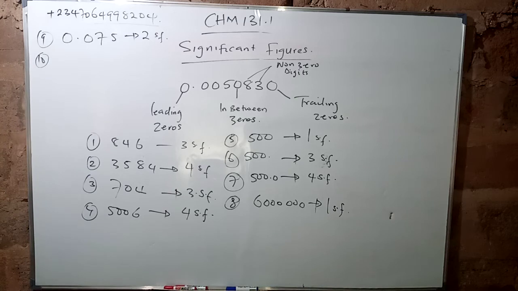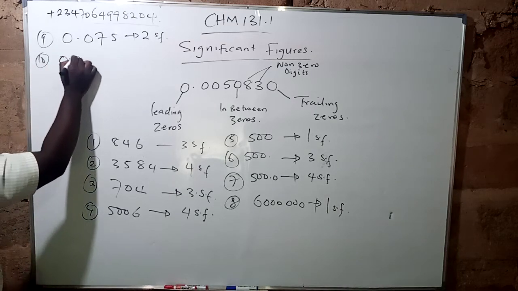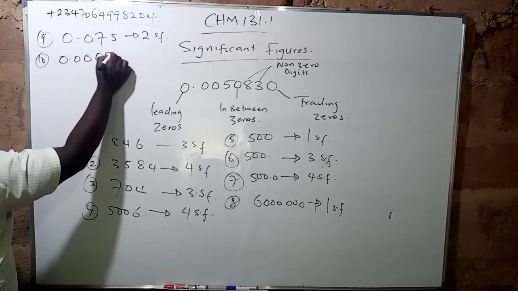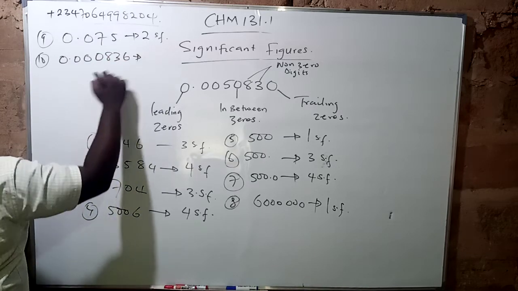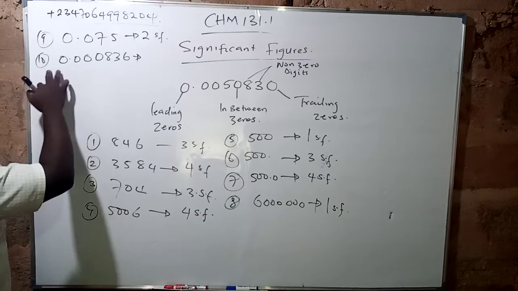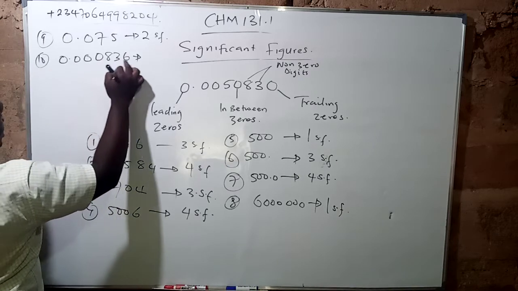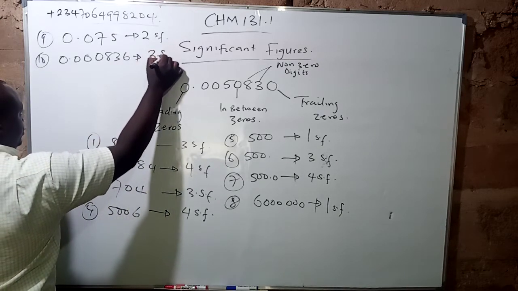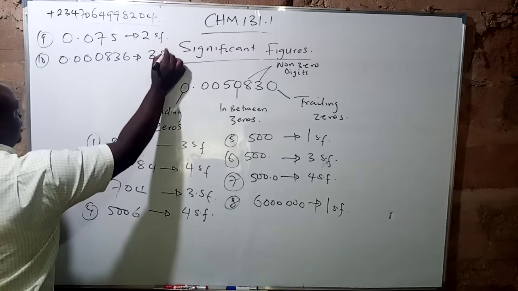Note that very well. So if you have 0.000836, how many significant figures are there? These are leading zeros, so we don't count them. We only count 1, 2, 3. And so this is 3 significant figures.